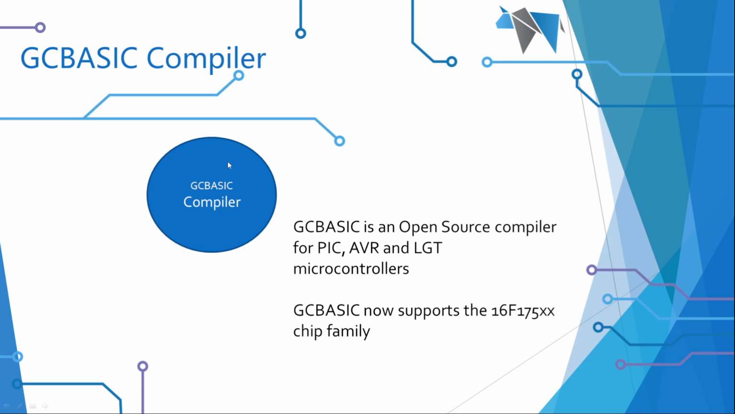So what is GCBASIC? I won't show this slide anymore in these tutorials. It's an open source compiler that does PICs, AVRs and LGTs. The LGTs are an AVR clone from China, and it now supports the PIC16F175 chip family, and that's why these tutorials are useful for those coming in to GCBASIC who've selected that chip. They can have the assurance that it's been fully tested, and these tutorials take them through that process in terms of education as well.